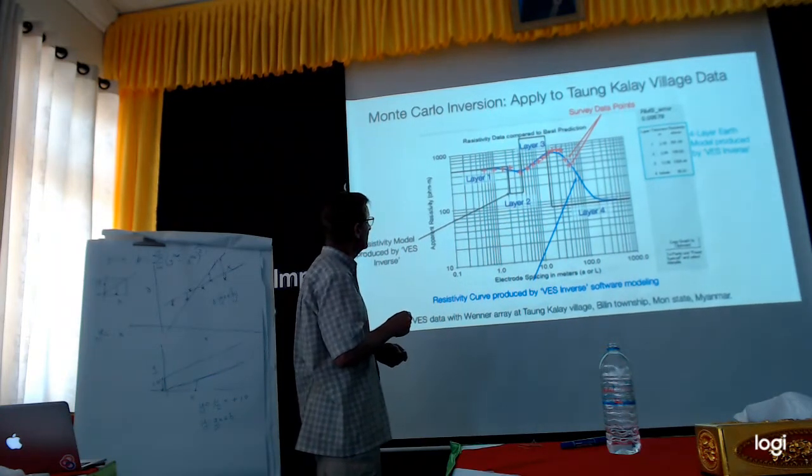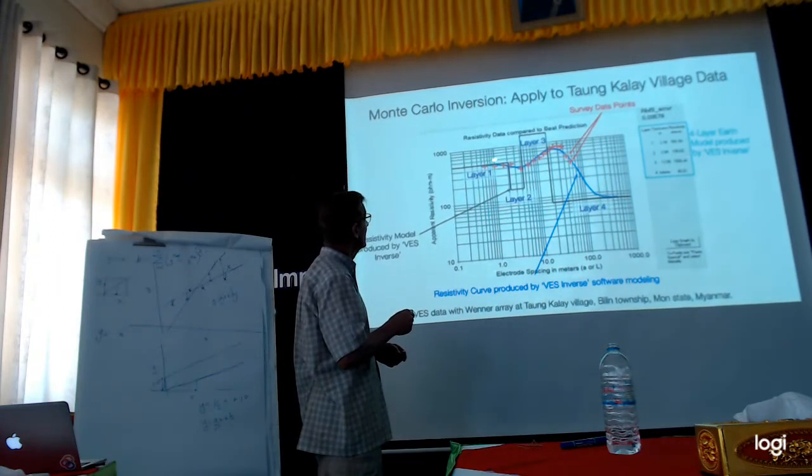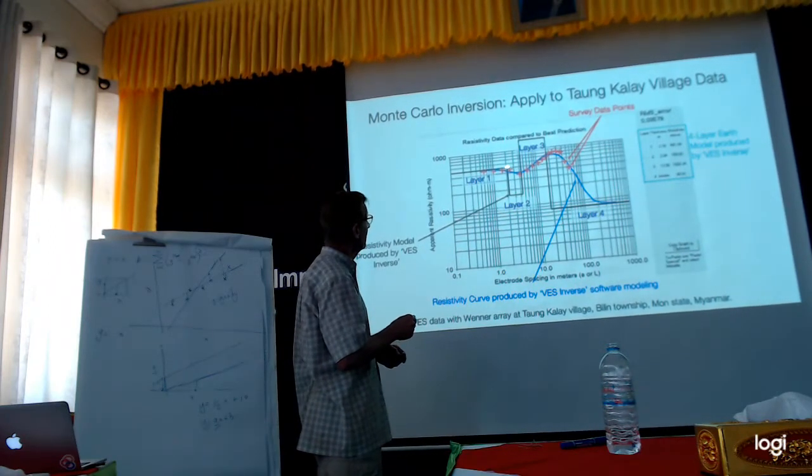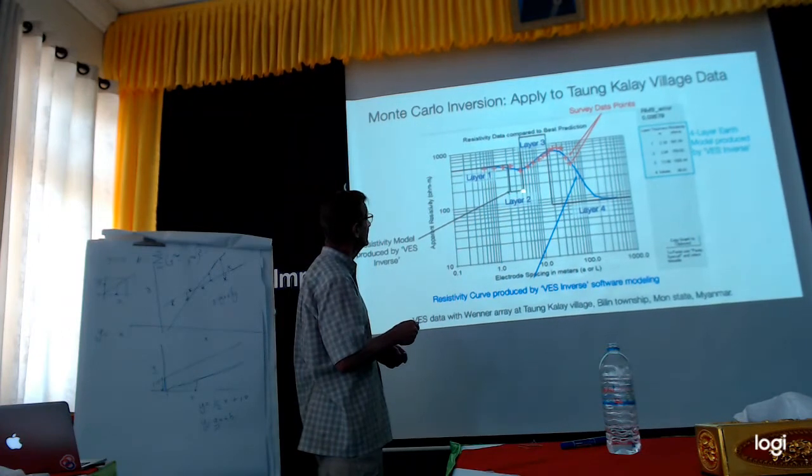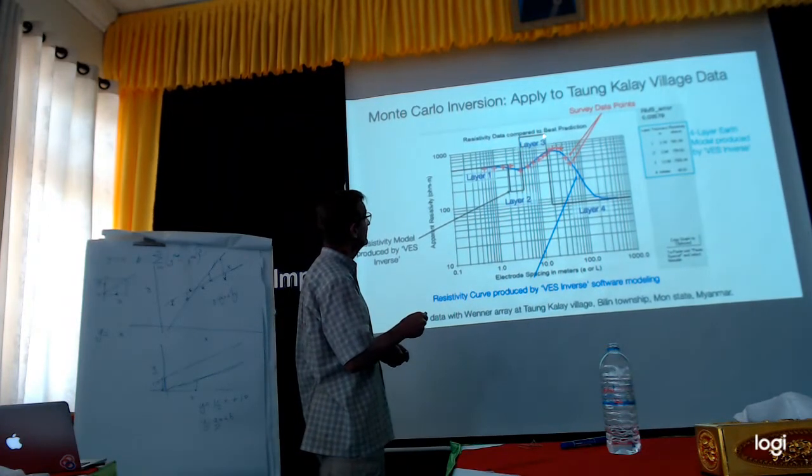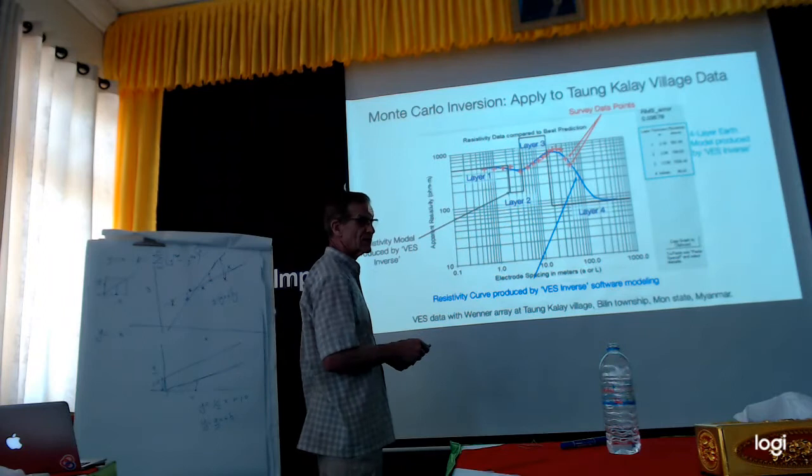And the result of that is this. So there's a layered model which has got a low resistivity layer here, a high resistivity, and then followed by a low resistivity.